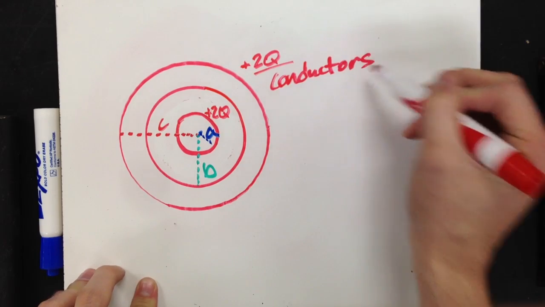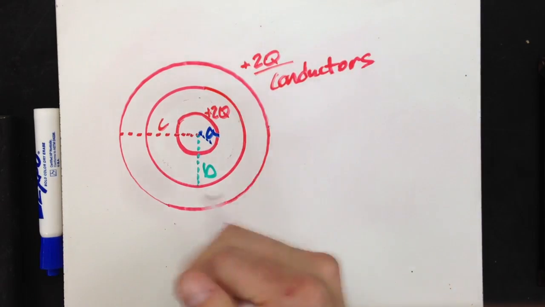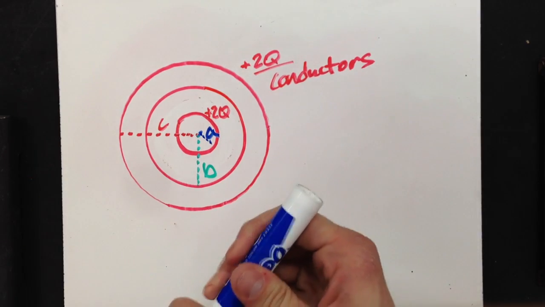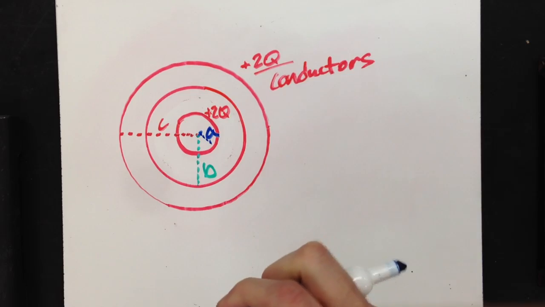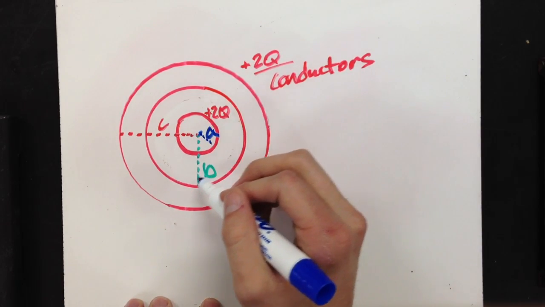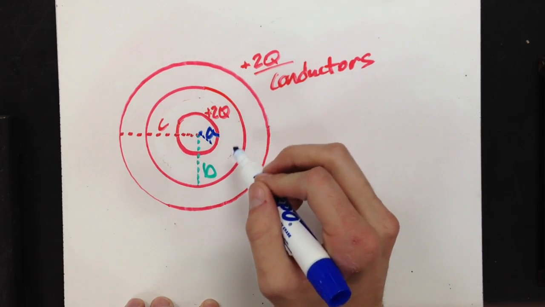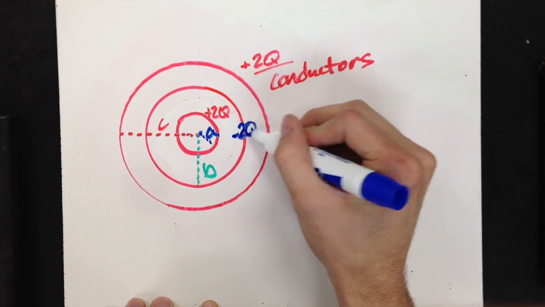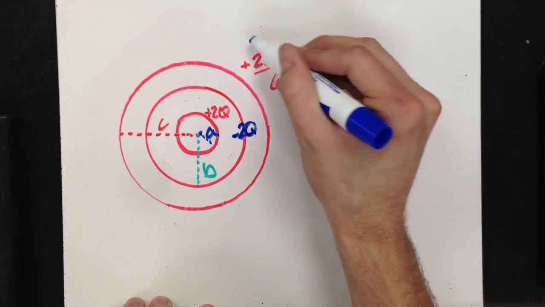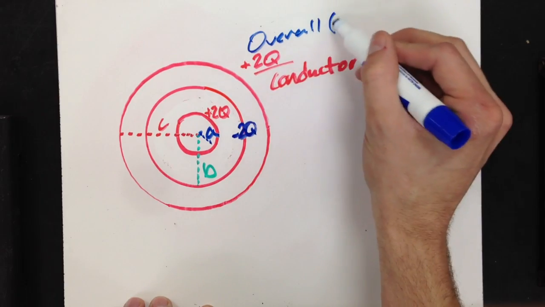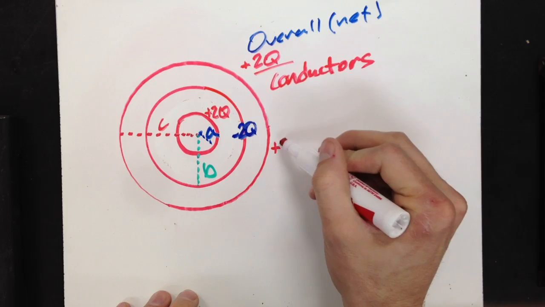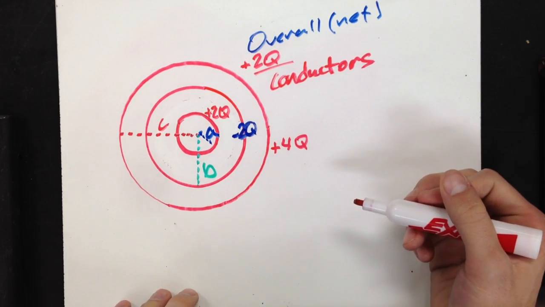So let's start by talking about what's happening to this outer shell. Because it's a conductor, it's got an overall charge of positive 2q. But inside, I've got this positive 2q. So I'm going to induce on this inner surface a negative 2q of charge. Now, because it needs an overall net plus 2q, on this outer surface there needs to be a positive 4q.